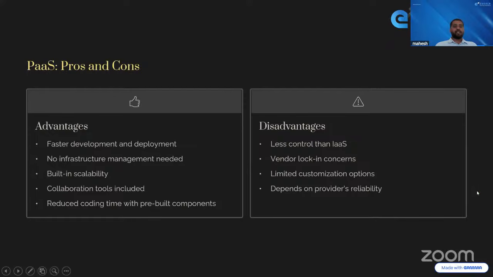Built-in scalability as well. By default, the platform has a scalability feature. We know that we are going mainly for the cloud to get better scalability. Collaboration tools included, like you will be able to integrate your application with other AWS services. It doesn't mean that you will be working only on a single service, right? Whenever you're working on the cloud platform, you can work on multiple services simultaneously.